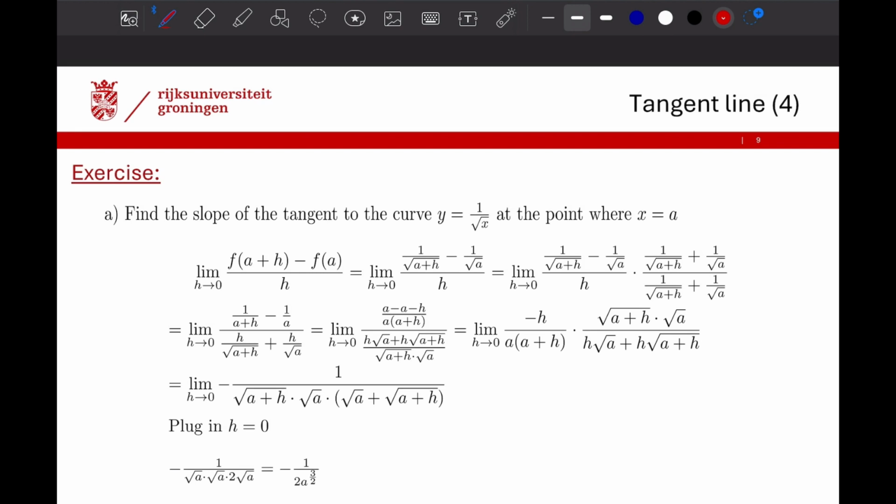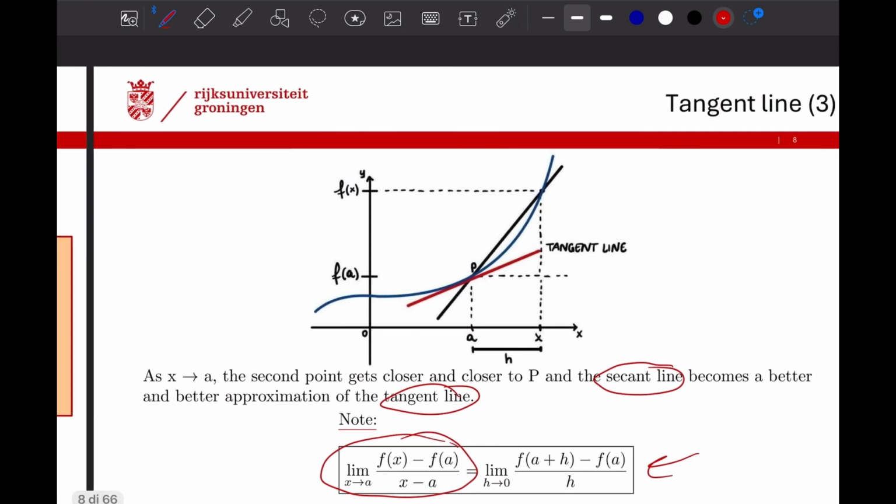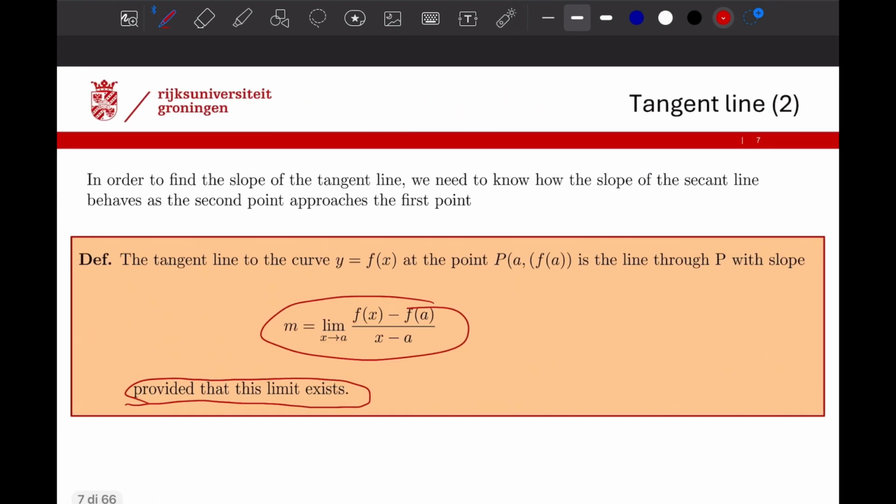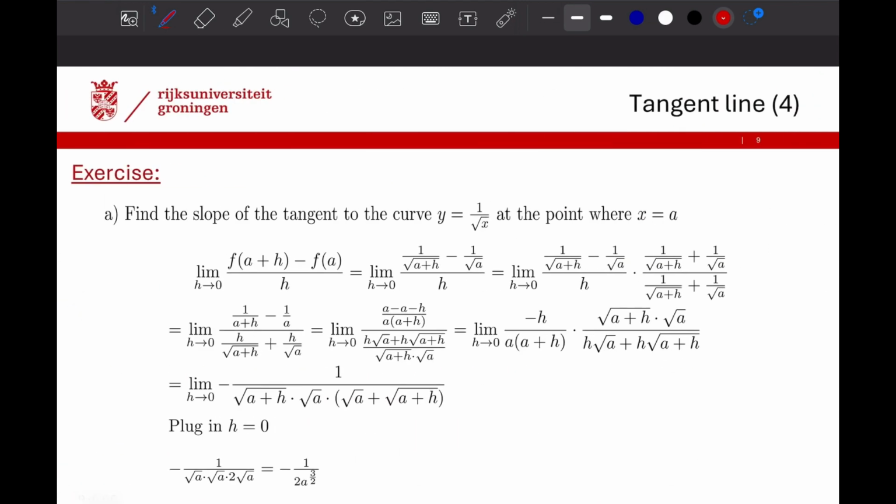Okay, we have an exercise. Find the slope of the tangent to the curve y equals 1 over the square root of x at the point where x is equal to a. So we have literally stated here the definition of such a slope. It's a limit, again, provided that it exists. In this case, I have written it with the second definition, as h goes to 0 of f of a plus h minus f of a over h. We plug in: our f is 1 over the square root of x, so evaluated at a plus h it becomes 1 over the square root of a plus h, minus f of a, which is simply 1 over the square root of a, everything over h.